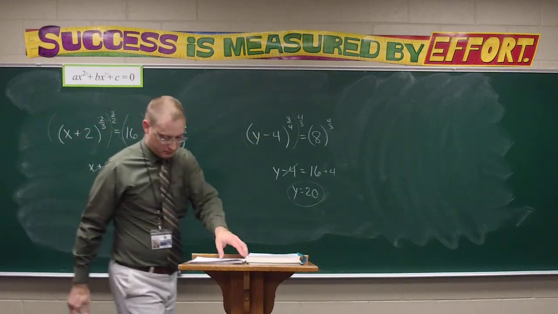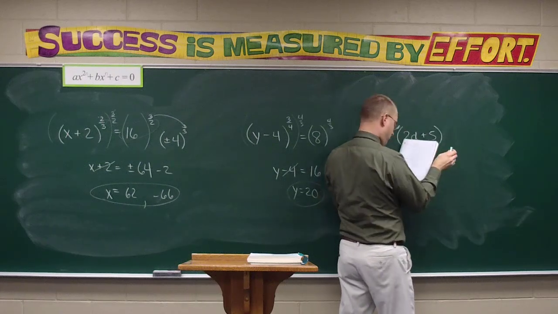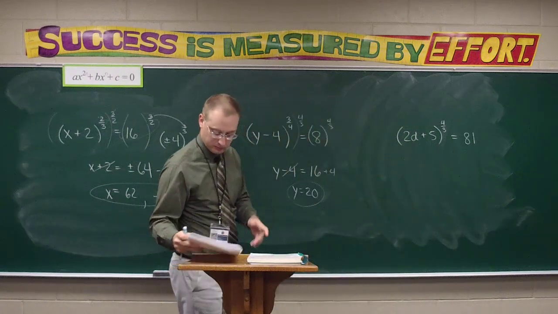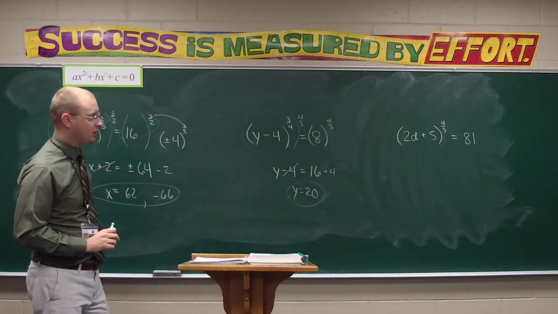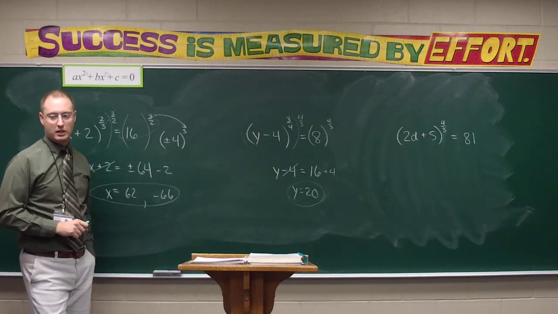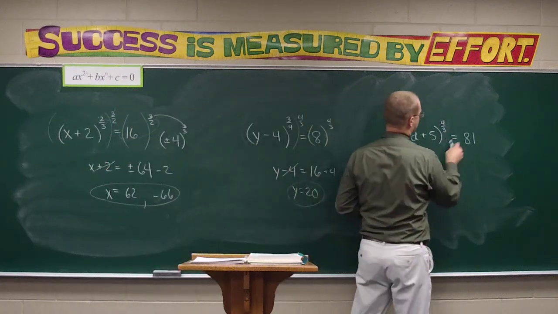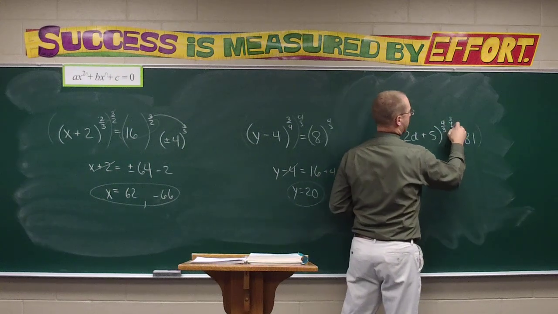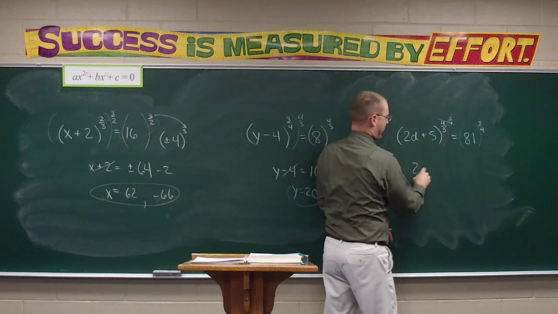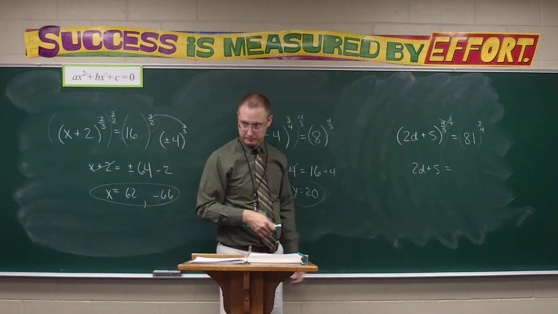Write this one down. 2d plus 5 to the 4/3 equals 81. What do I need to do here, Kendall? Raise both sides to the reciprocal, which is 3/4. Obviously on the left side, it's just canceling, leaving 2d plus 5. Kendall, how should I think through 81 to the 3/4?